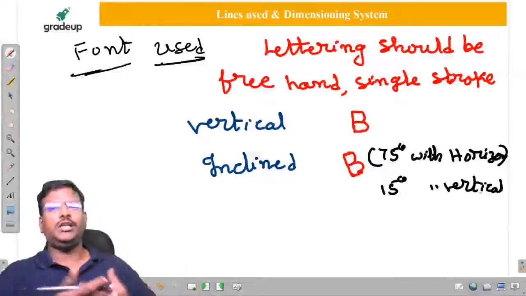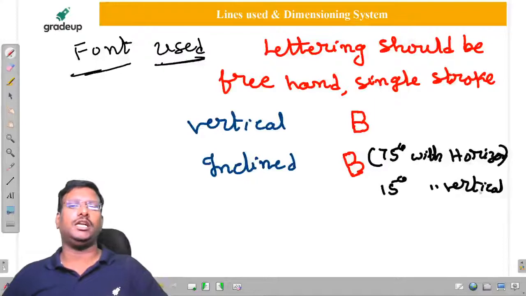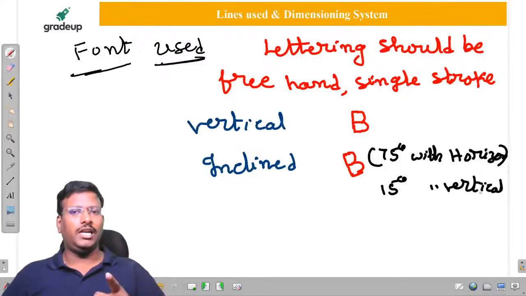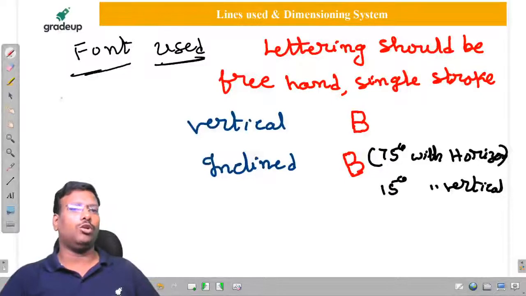That's all. Normally they won't ask you to draw the letters of something, but they may ask how many types there are. It is a single stroke. Vertical lettering will be there. Inclined lettering will be there. The inclined lettering angle they may ask. And what is the font to be used?